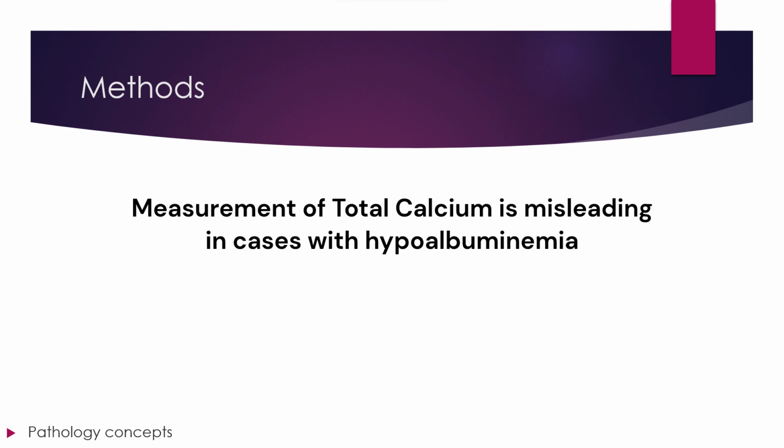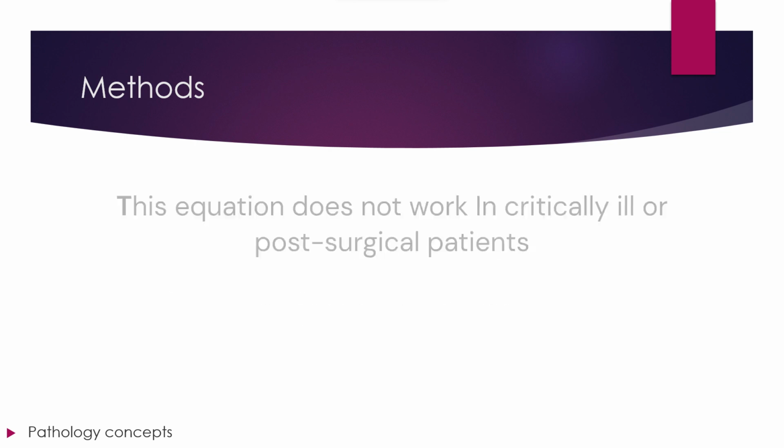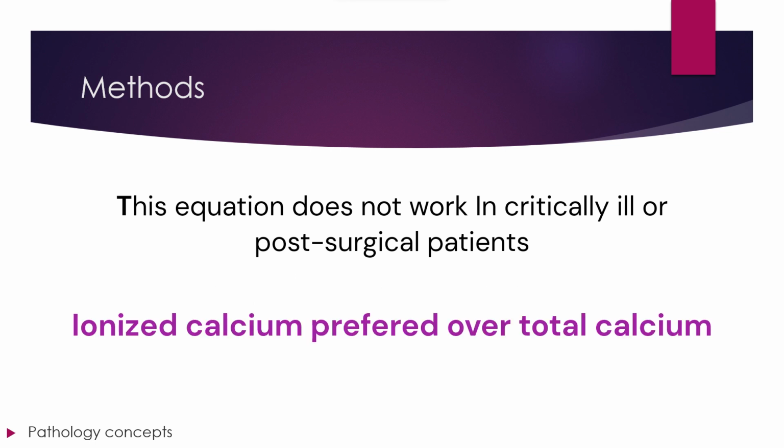The measurement of total calcium is misleading in cases of hypoalbuminemia, like in those suffering from hepatic or renal disease, burns, cardiac failure, or malnutrition. The corrected calcium equation in cases of low albumin is: corrected calcium in millimole per liter equals calcium plus 0.02 times (40 minus albumin in gram per liter). In critically ill or post-surgical patients, correcting total calcium for albumin is not necessarily accurate because of changes in the pH and affinity of calcium binding.